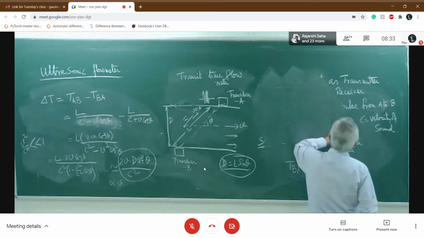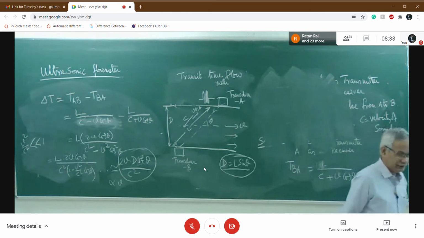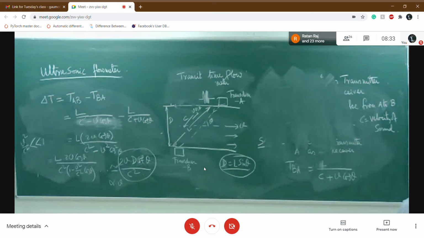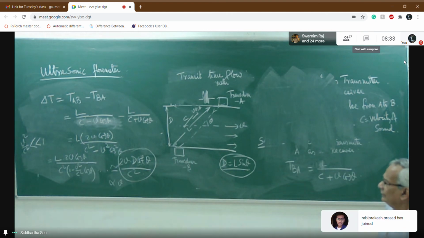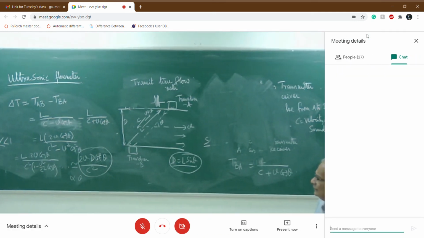Excuse me, sir. Yes. Sir, I have a doubt. Wouldn't the flow of water in the pipe change the point of arrival of the signal? I couldn't get your point. Sir, I am comparing this situation to a boat crossing a river. When the river is moving, the boat does not reach its destined point. It is shifted a bit. So wouldn't the signal also be shifted a bit?